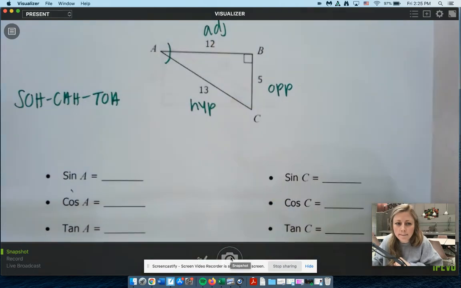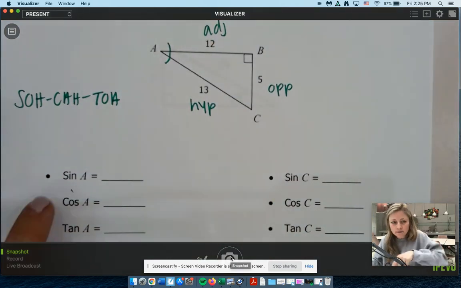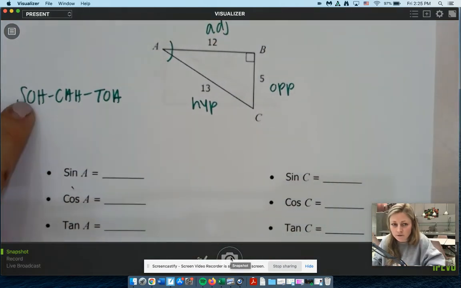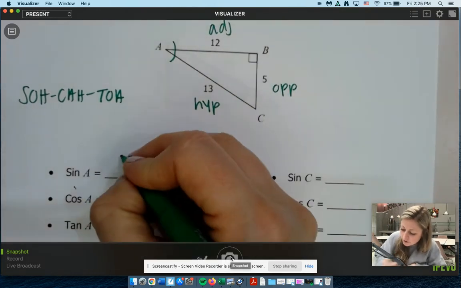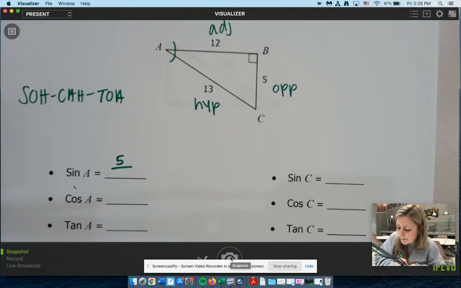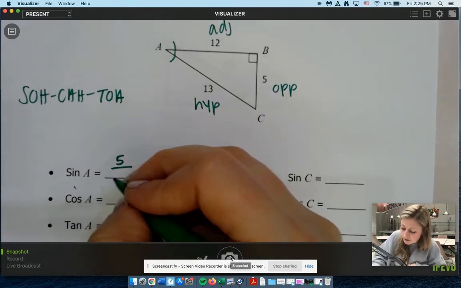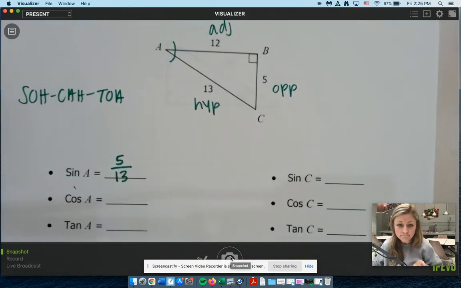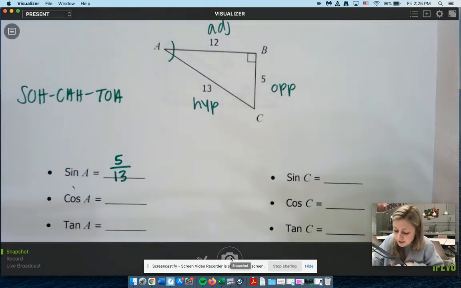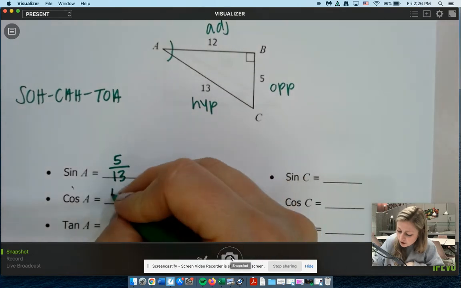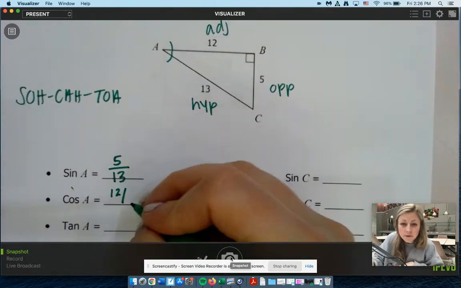So SOHCAHTOA. Okay, so sine, look guys, opposite over hypotenuse, OH. So what's our opposite side we labeled? Well, it's 5. What's our hypotenuse? It's 13. Now we got to think, can I reduce 5 over 13? Nope. So we're done. That's it. Okay, cosine. Cosine is your adjacent over hypotenuse, A over H. So what's our adjacent leg? Well, it's 12. Our hypotenuse is 13. And now we're done.